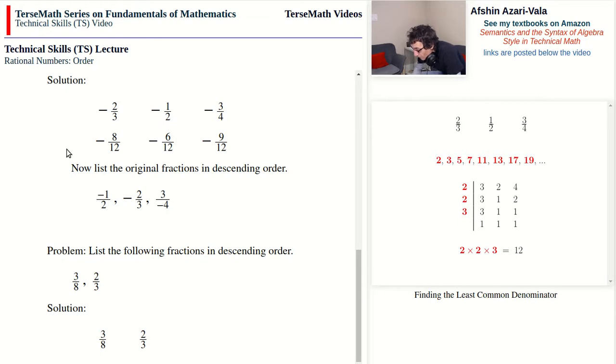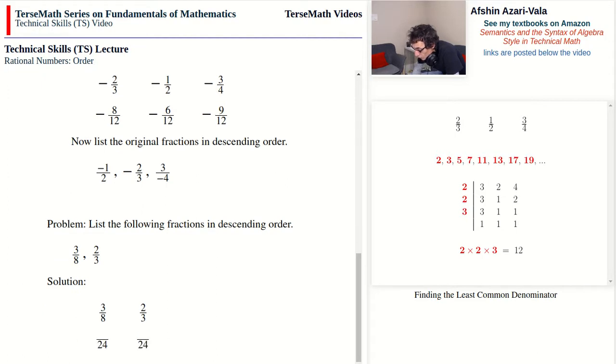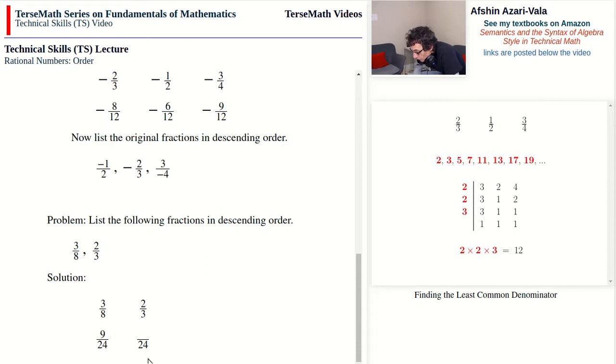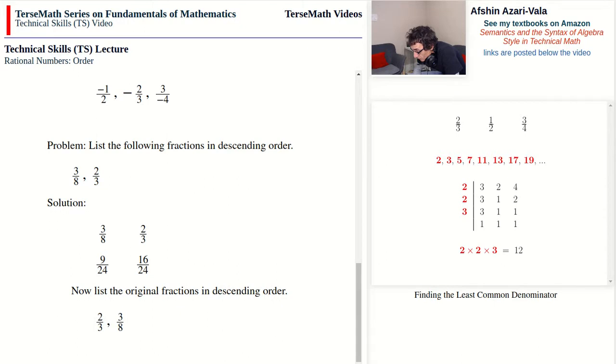In that case, even if you use the chart, you'll end up with a value that's the product of the denominators. So you might as well just multiply them and put down 24. Now 24 divided by 8 is 3, and 3 times 3 is 9. And 24 divided by 3 is 8, and 8 times 2 is 16. And now we can tell that 16/24 is larger than 9/24, and therefore 2/3 is the larger of the two fractions. The list, in descending order, is 2/3 followed by 3/8.